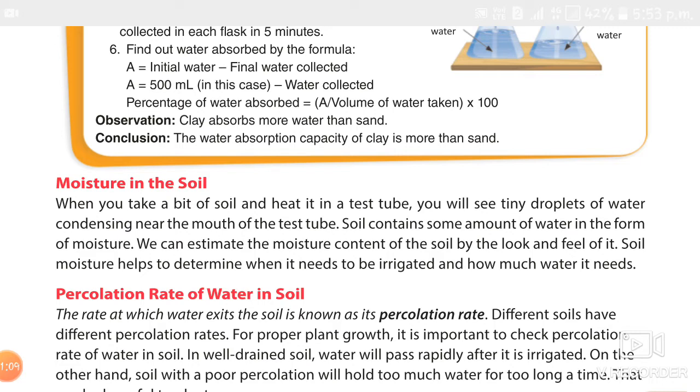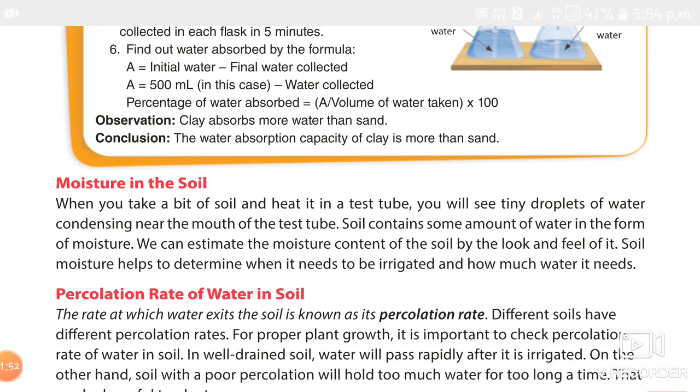If you see the soil, you can find out if the soil is moist. If it is waterlogged, you can understand it by look and also by touch. The moisture of soil helps us to understand when we have to water the land and how much water it needs. That is moisture in the soil.